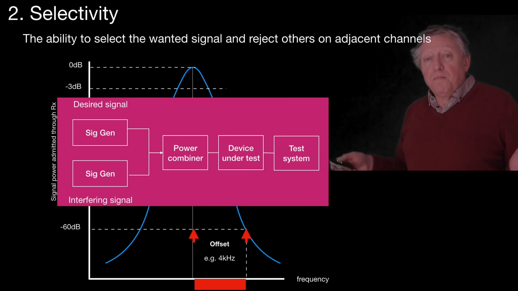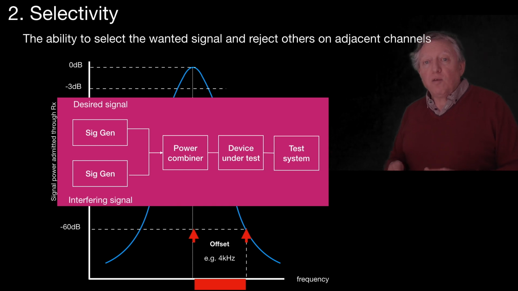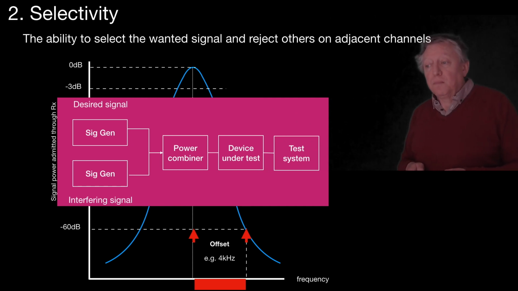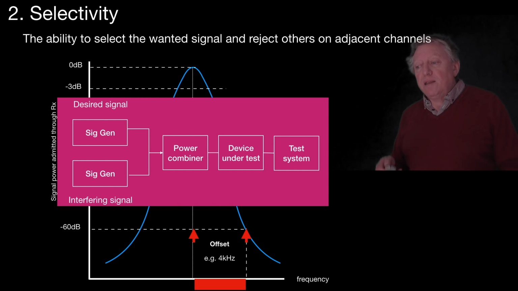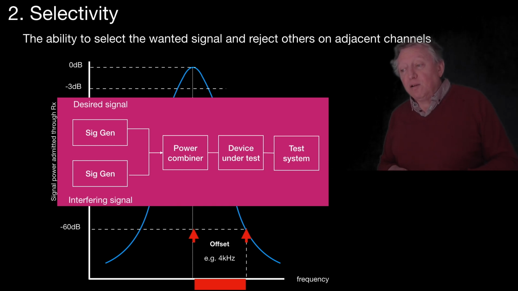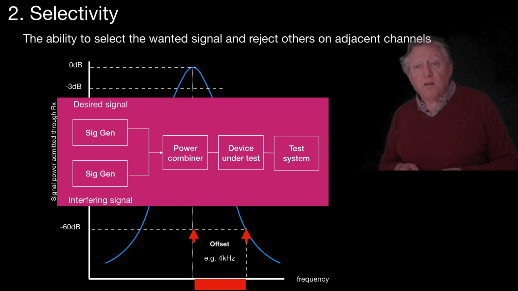These would then combine in a power combiner so that we've got the 2 signals together and go into the device under test, in this case our receiver. And from there we'd go into a test system which would evaluate the output. And provided the test system determined that the interfering signal was attenuated by greater than 60 dB, then our specification for this particular receiver would have been met.